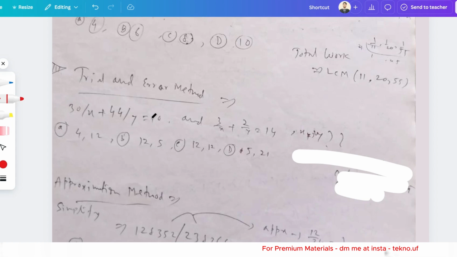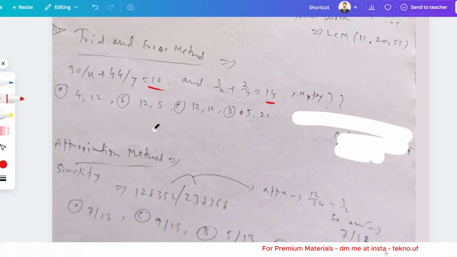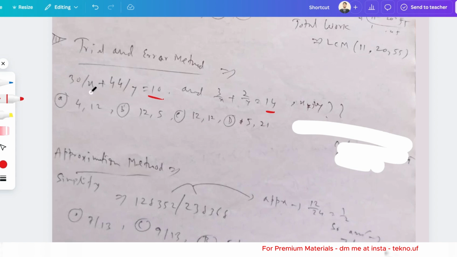So if they have asked you to calculate these two formulas, from that you have to calculate the value of x and y, then you can easily go through the options. Okay, and use the trial and error method. So let's just substitute 4 and 12 in place of x and y respectively and calculate that, for which option the number is becoming 14 or the number is becoming 10. So this way you can get the answer. Okay, like you can follow the trial and error method instead of solving these equations.